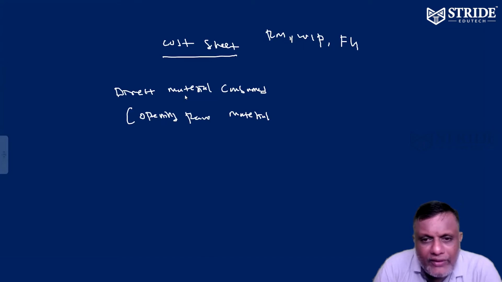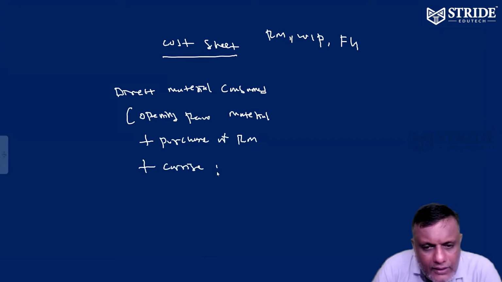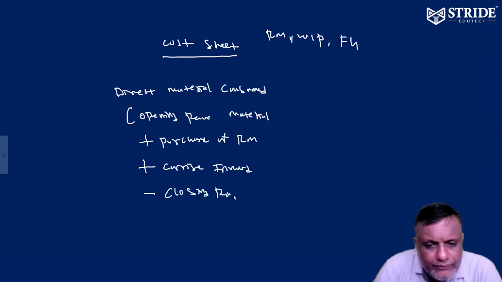Before we proceed, what is direct material consumed? It is nothing but opening raw material plus any purchase of raw material, plus carriage inward of raw material. It means we have to pay freight expenses, carriage inward of raw material, minus closing raw material, minus sale of scrap of raw material.